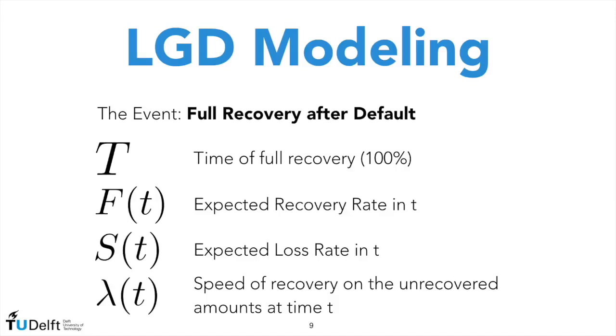With capital F(t), we represent the expected recovery rate at time small t, and with the survival function capital S(t), we represent the expected loss rate in t. Remember that S(t) is equal to 1 minus capital F(t). For what concerns the hazard rate lambda(t), this will be the speed of recovery on the unrecovered amounts at time t.